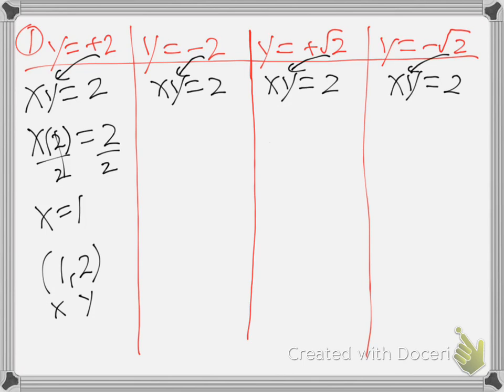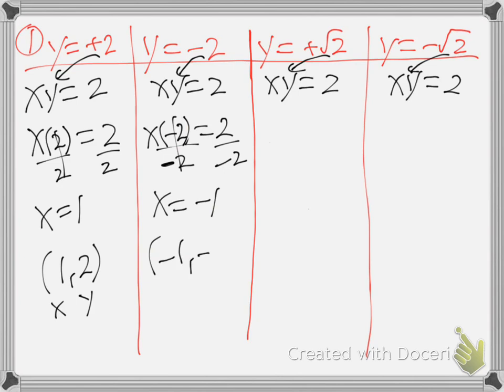And then the next one, x times negative 2 equals 2. So divide by negative 2. Better make that a little bigger. Like that. And so x is negative 1, huh? So that's negative 1, negative 2. That's the second x, y. And then the third one, x times root 2 is 2.